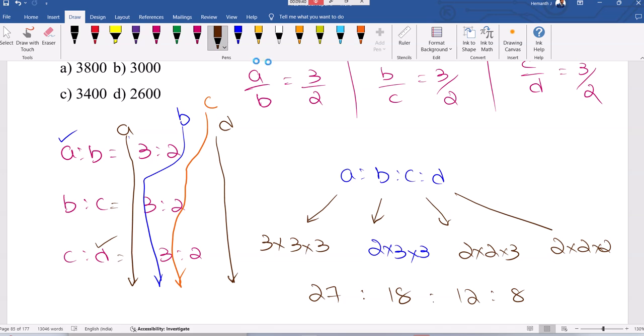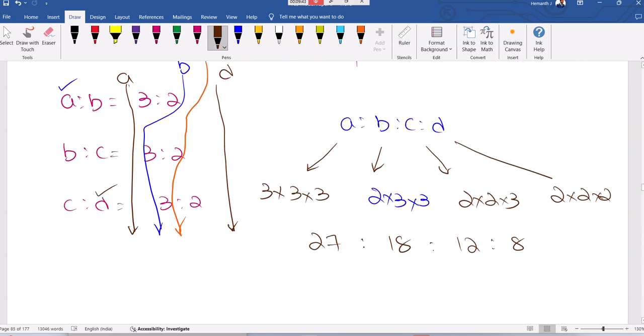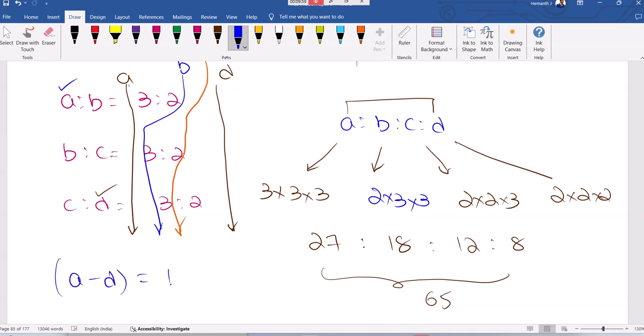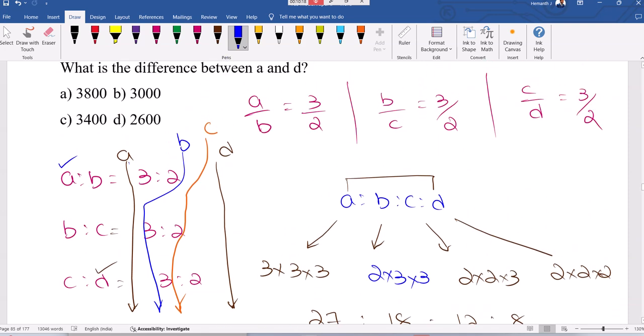Now the total parts are how much? 45 and 20, that is 65. The A and D difference is 27 minus 8, which is 19, right? So the difference between A and D is 19 parts out of 65. Total amount is 13,000. 13,000 divided by 65 is 200. So 19 into 200, 3,800 is the answer. The difference between A and D is 3,800.